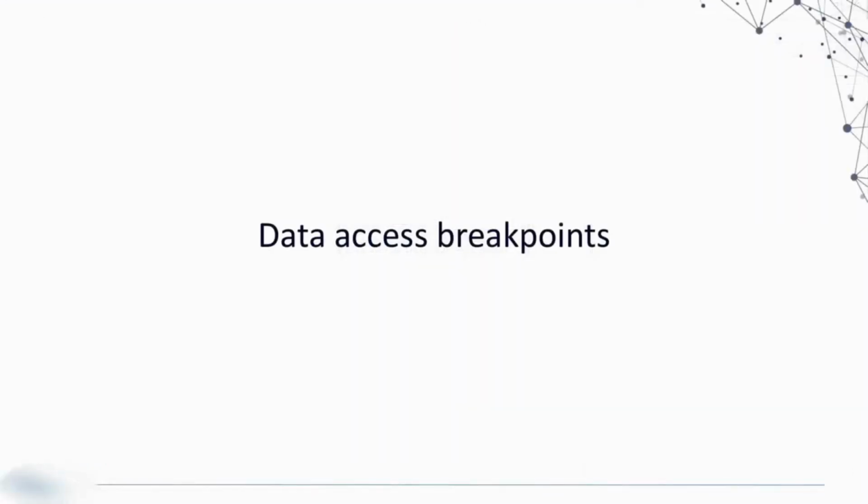Now I want to show you how to configure data access breakpoints. As the name implies, these breakpoints are triggered when a data value is accessed in some way. They can trigger when a variable is written to, or when it is read, or both. Of course, this is not limited to a single variable. A whole range of memory can be configured to trigger a breakpoint, but for now, let's focus on a single variable.